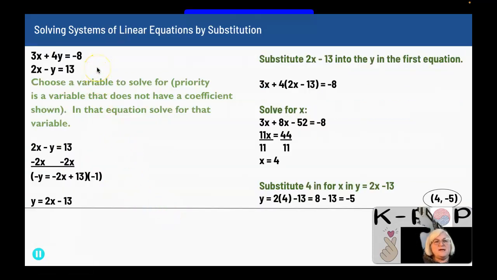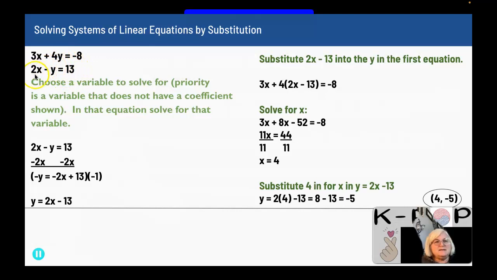So if I have 3x plus 4y equals negative 8, and I have 2x minus y equals 13, I choose a variable to solve for. Priority is a variable that does not have a coefficient shown. So the x here has a 3 for the coefficient. This one has a 4. This one has a 2. This has a negative 1. And a negative 1 I can deal with. I'd rather have it plus y, but I can deal with a negative 1. So that's the equation that I want to solve for first.